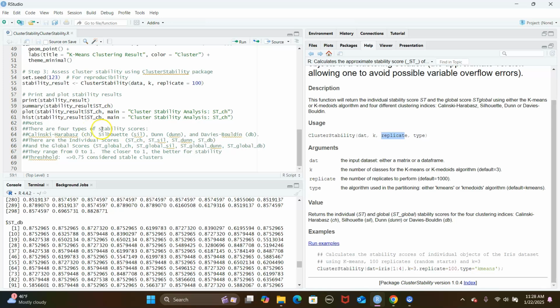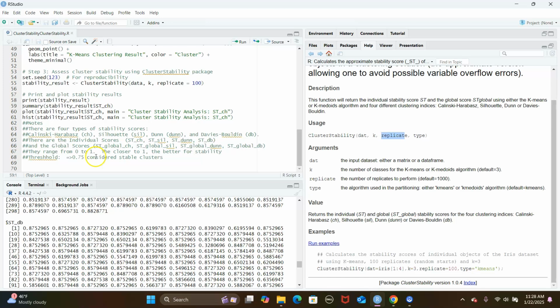These are 4 types of stability scores. They are called Calinski-Harabasz, Silhouette, Dunn, and Davies-Bouldin. Okay, so these are the names of the people who developed these scores. And for these scores, we have individual scores, ST CH, ST SIL, ST Dunn, and ST DB. And we also have global scores, so ST global CH, ST global SIL, etc.